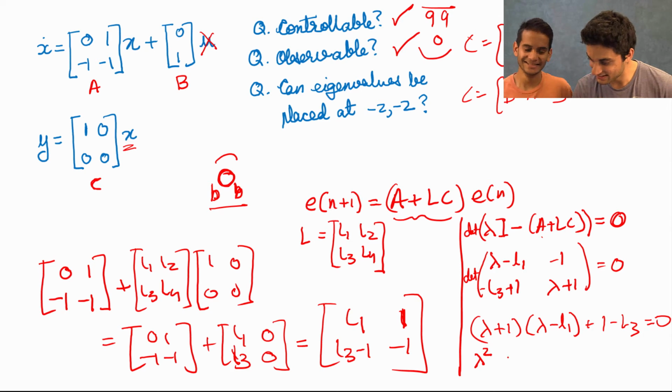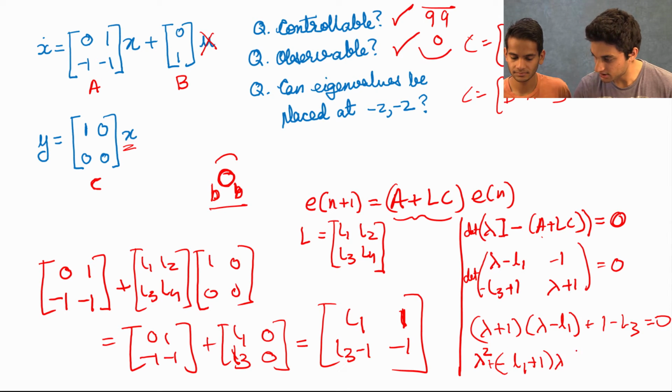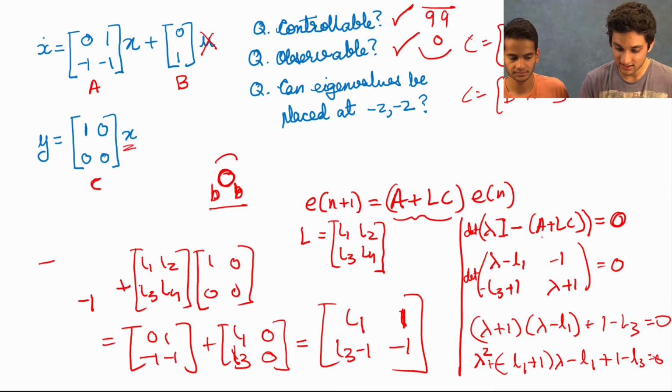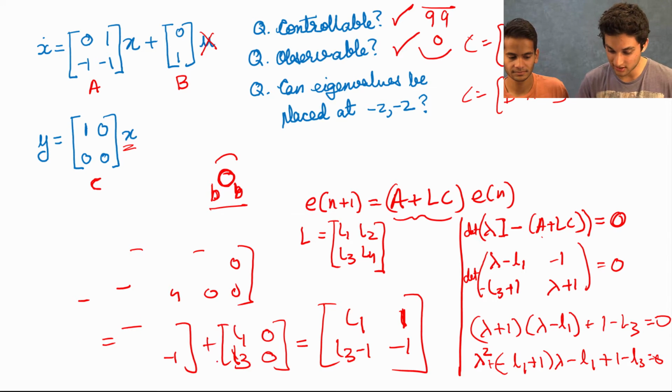So we have lambda squared minus (L1 plus 1) lambda minus L1 plus 1 minus L3 is equal to 0. I'm going to erase this side, but I'm still going to keep the upside down crying clown.